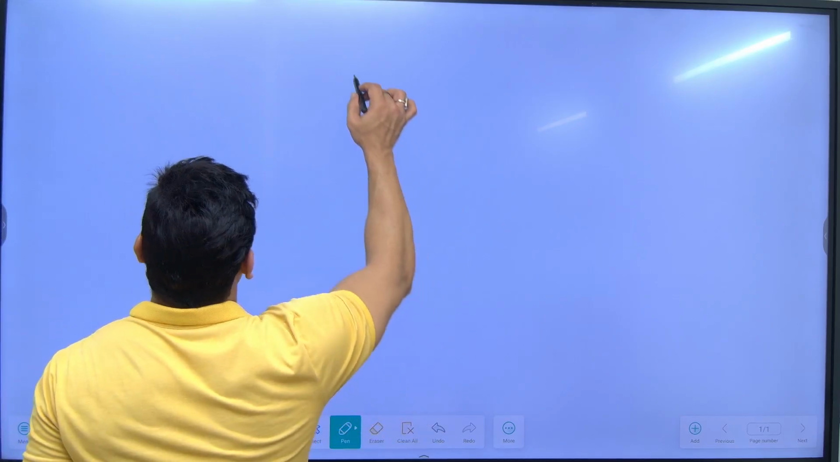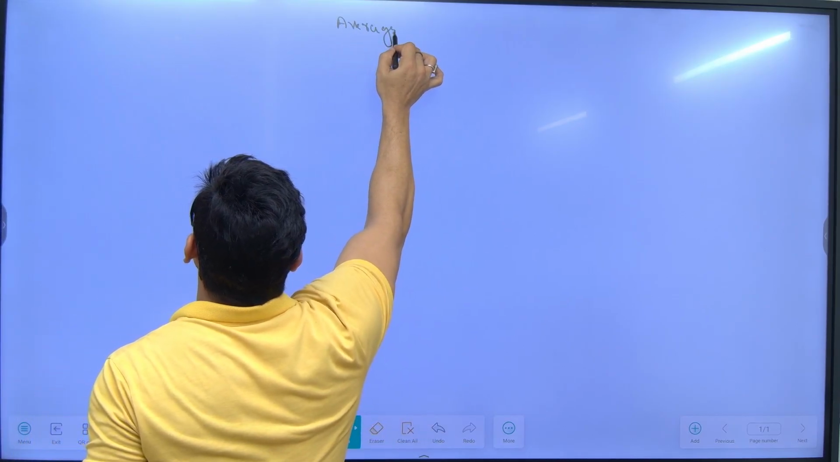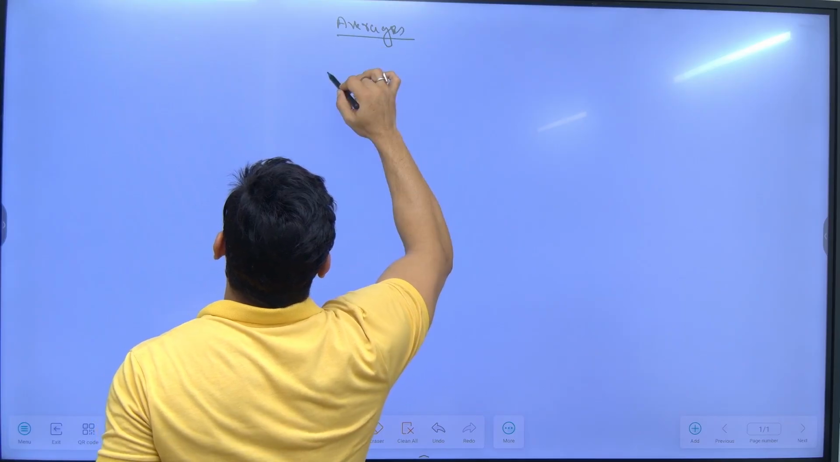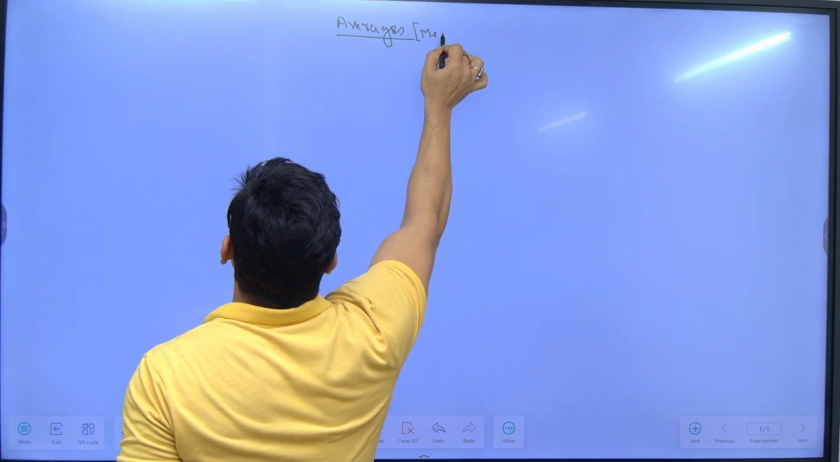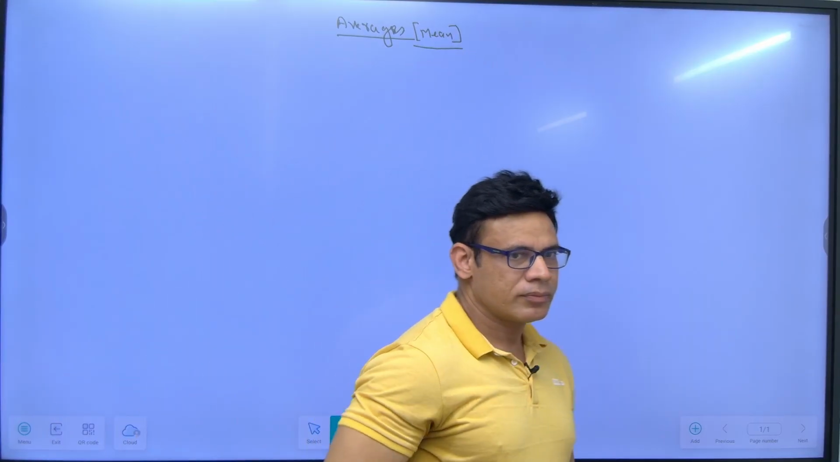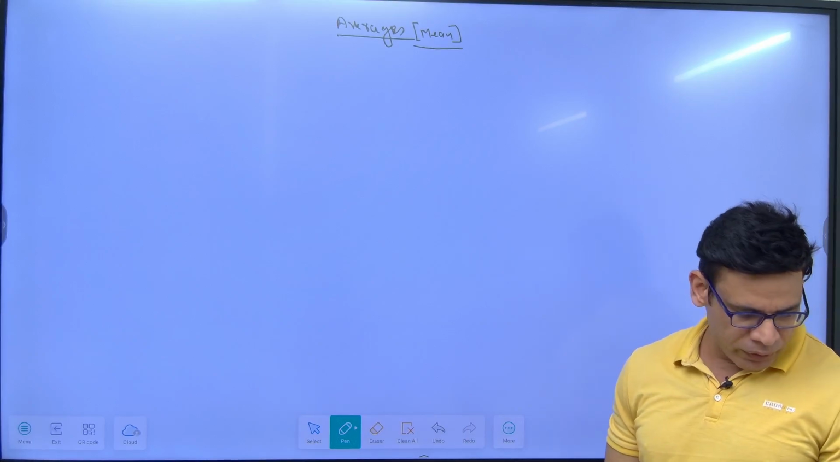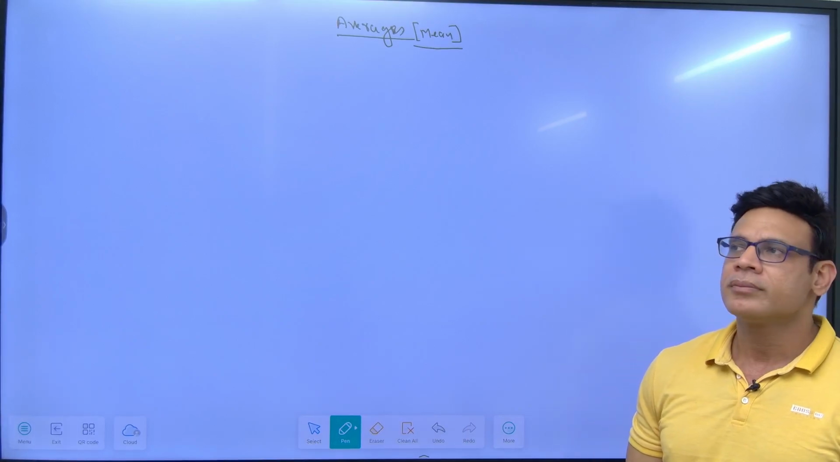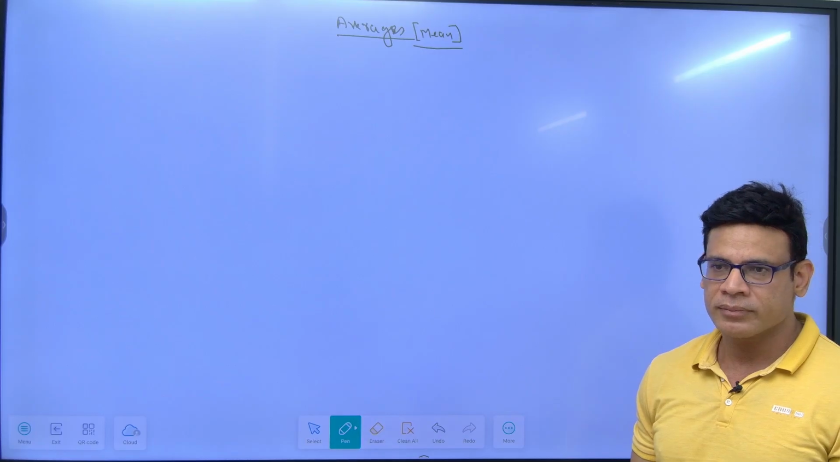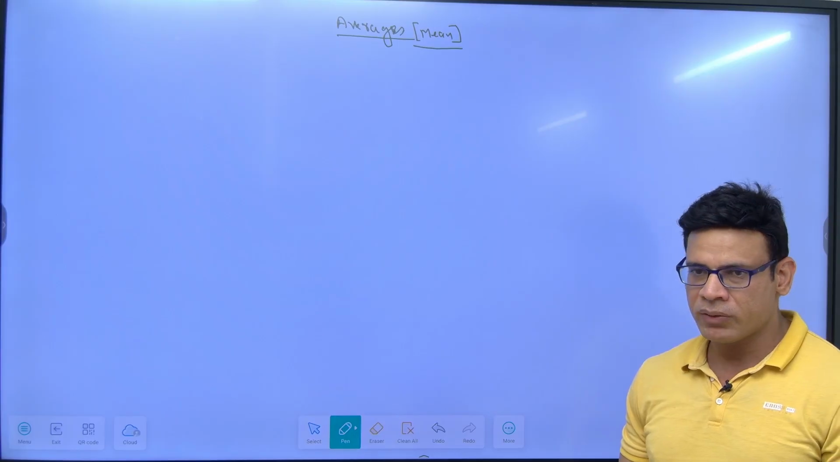Averages, have we done averages? No. Averages, also called mean. How will you define average? Sum of all observations divided by number of observations. Very good.